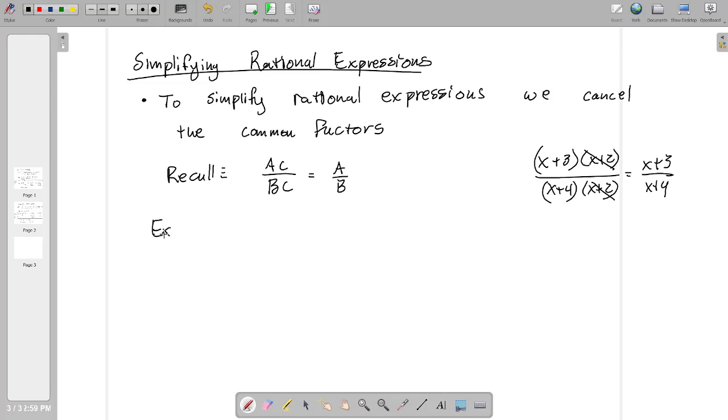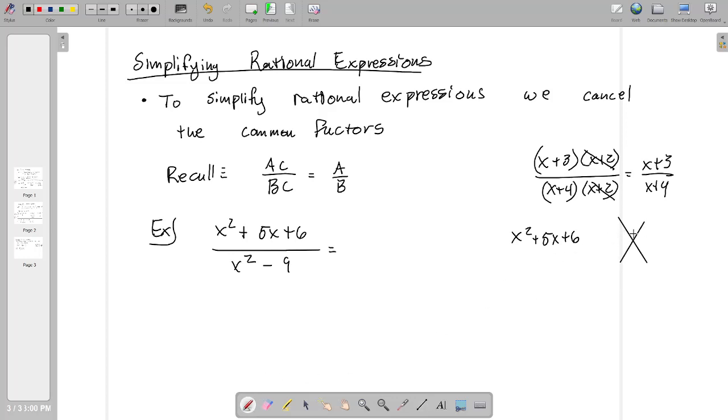Let's do an example here. x squared plus 5x plus 6 divided by x squared minus 9. So what you need to do first whenever you're doing these problems is you need to factor. So let's start with the numerator and say x squared plus 5x plus 6. Let's factor this.